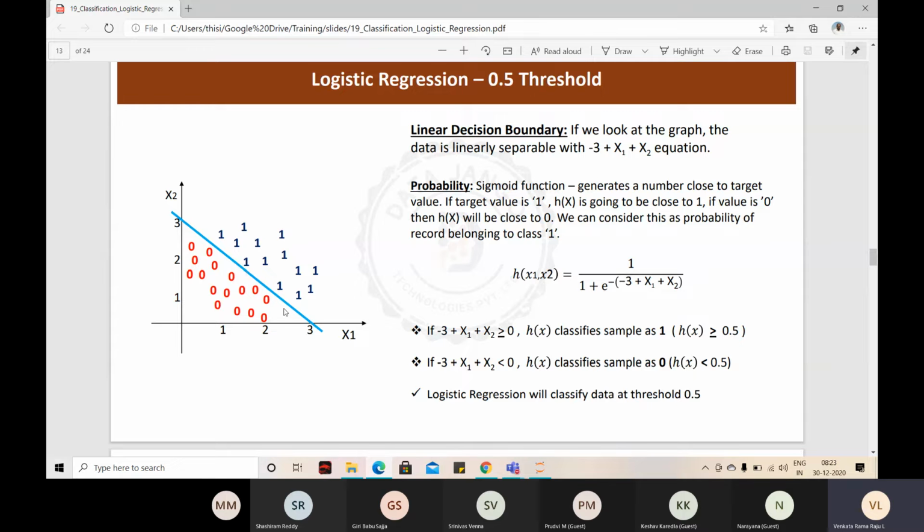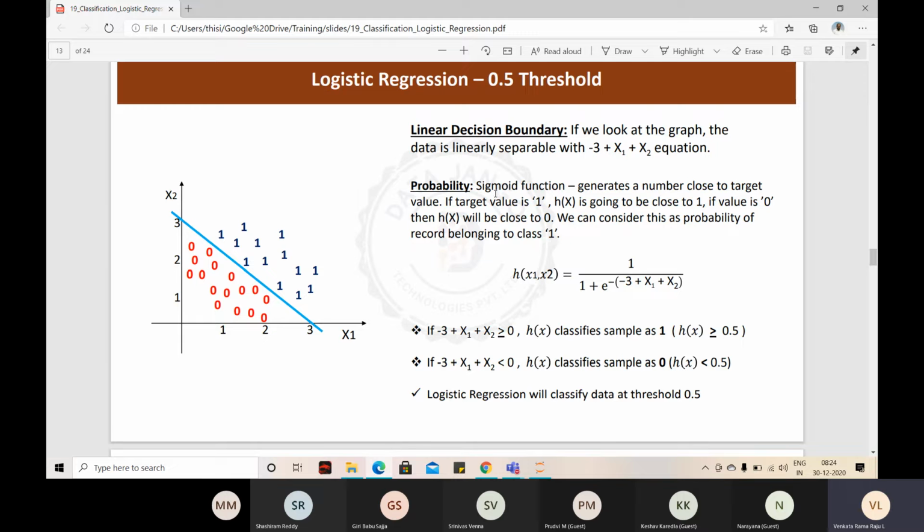There is a decision boundary, right? The decision boundary's equation is -3 + x1 + x2. If you substitute random values, x1 = 0 and x2 = 3, you will get a point here, and x2 = 0 and x1 = 3, you will get a point here. So x2 = 3 and x1 = 0, you will get a point here. So all these dots, if you substitute different data, different ones and twos and all that, you will get dots, and this is the decision boundary.